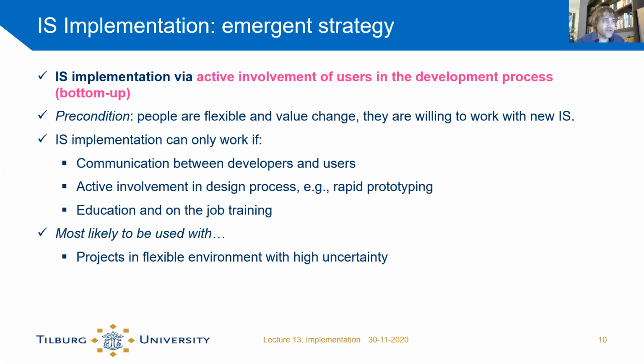So this is the emergent strategy, and this is partly similar to the life cycle strategy, only it's more flexible. So this is what we call agile now, or Scrum when you program. The emergent strategy basically means that you consider people to be flexible, you consider people to value change, you consider people to work with the technology, and you consider people to be able to handle a changing and flexible environment.